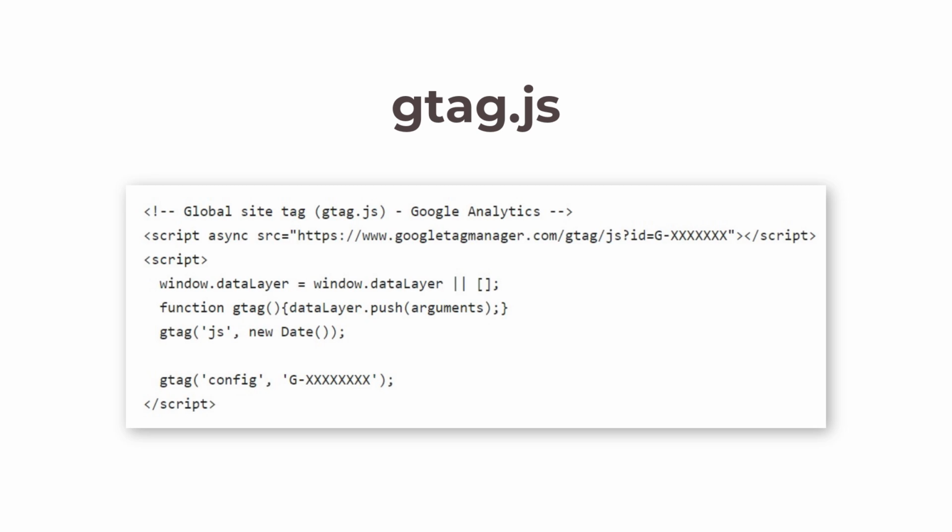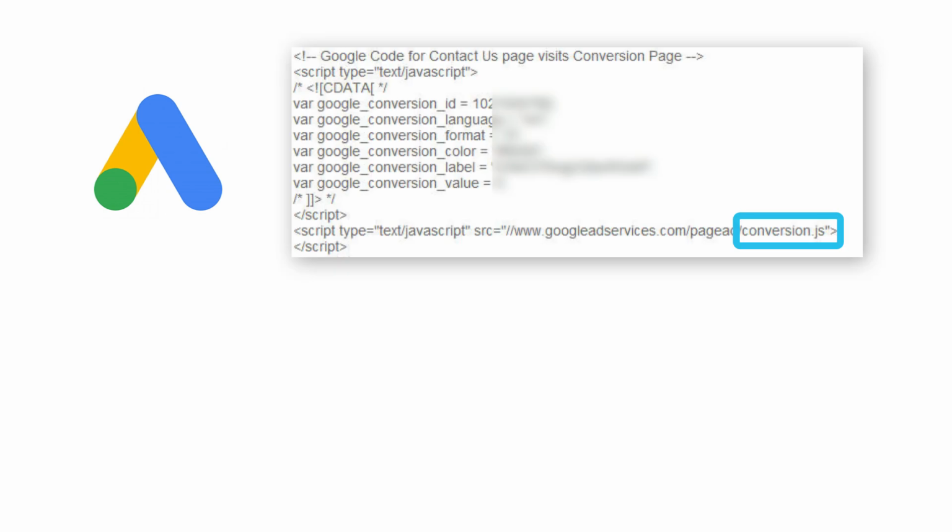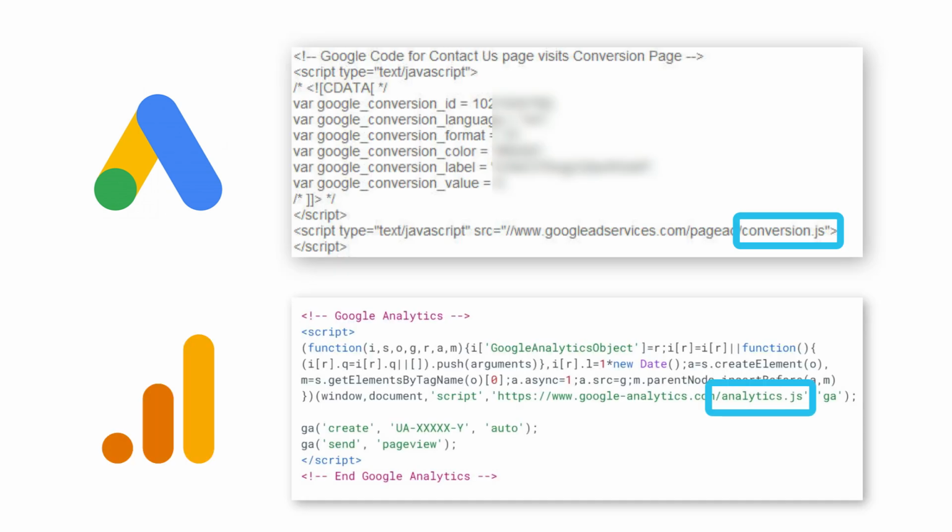gtag is a unified tracking code that some of Google's products use. For example, Google Analytics or Google Ads. This is a tracking code that Google asks you to add directly to the source code of the website. In the past, every Google product had a separate tracking code. For example, Google Ads was using conversion.js, Universal Analytics was using analytics.js.